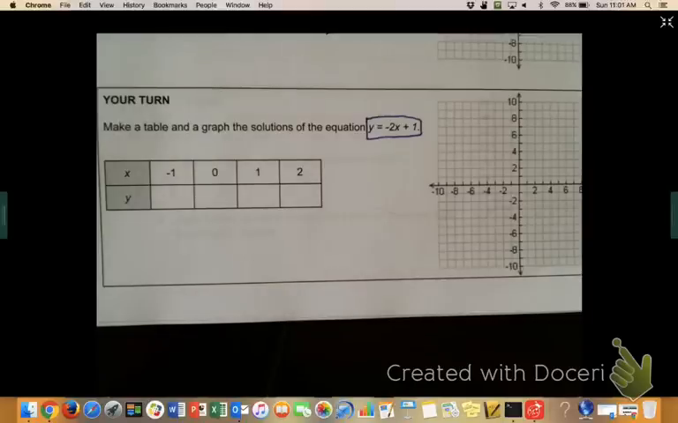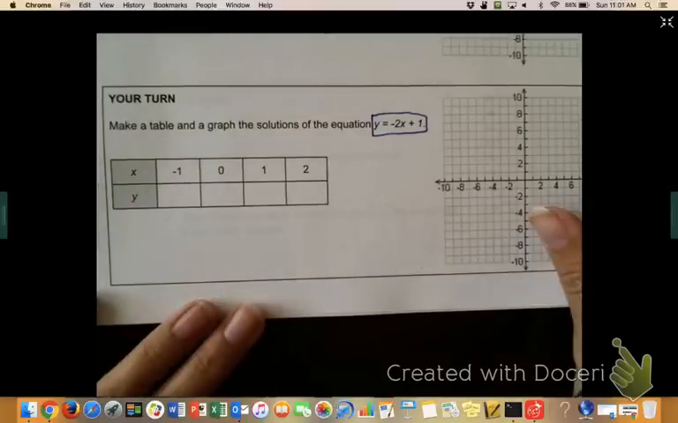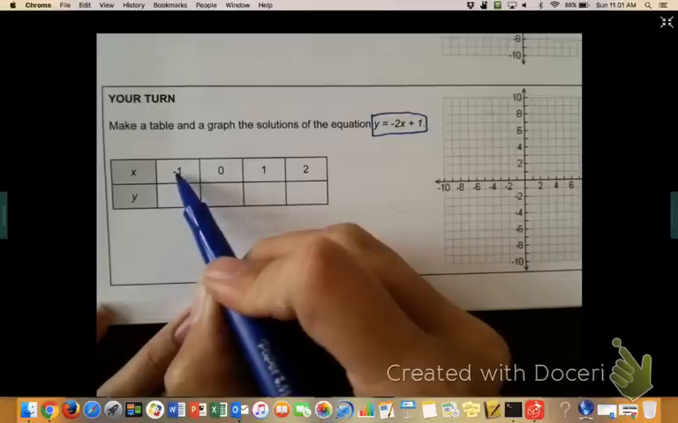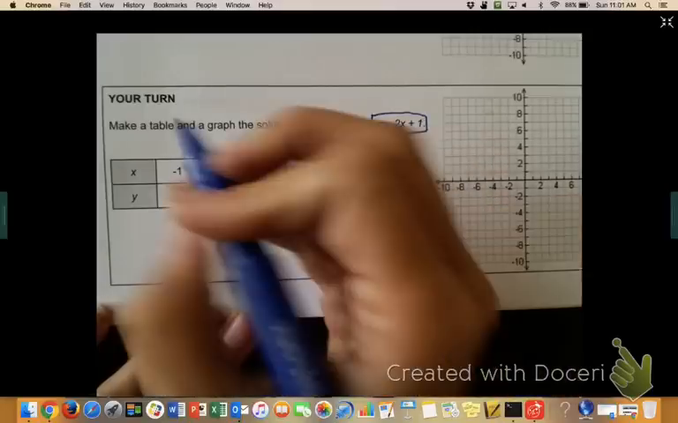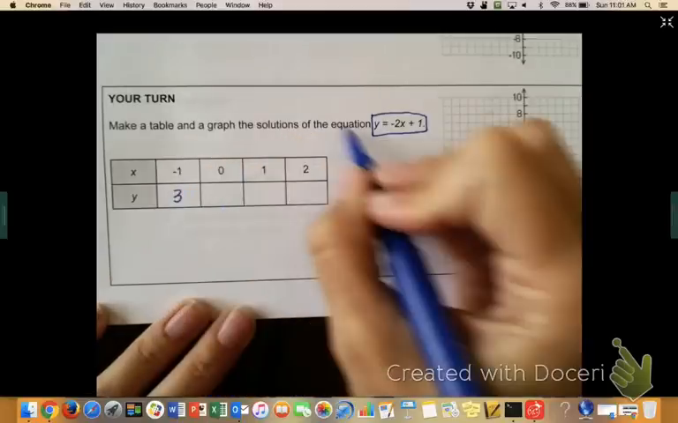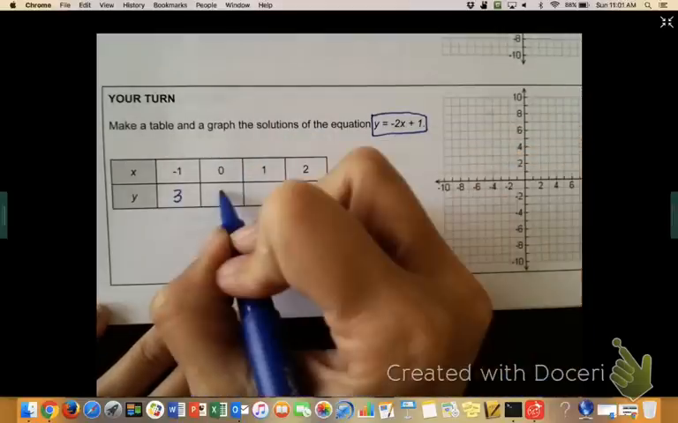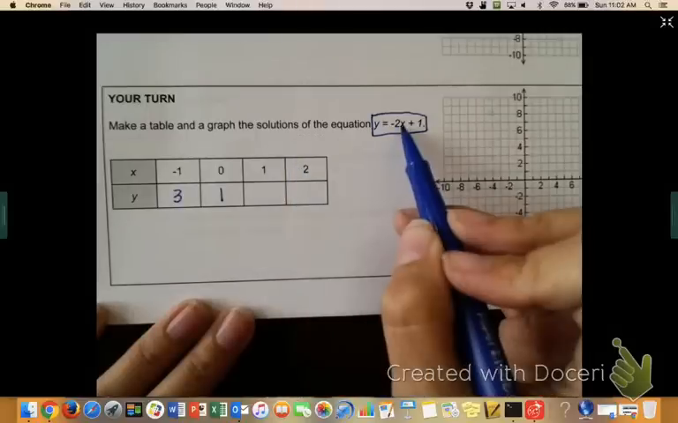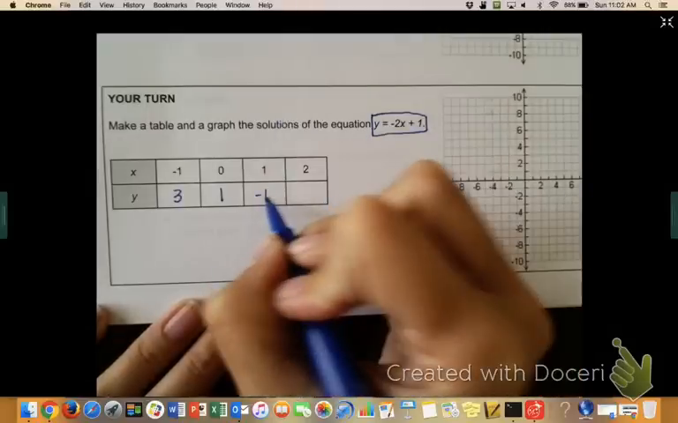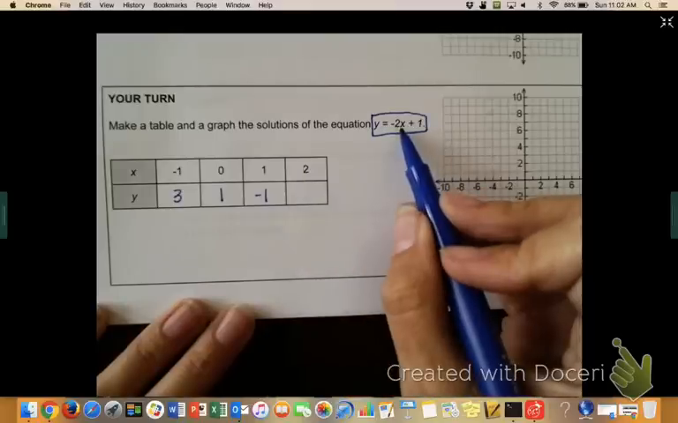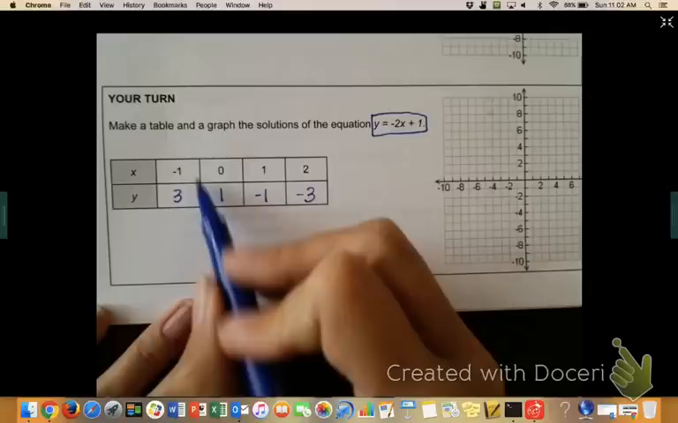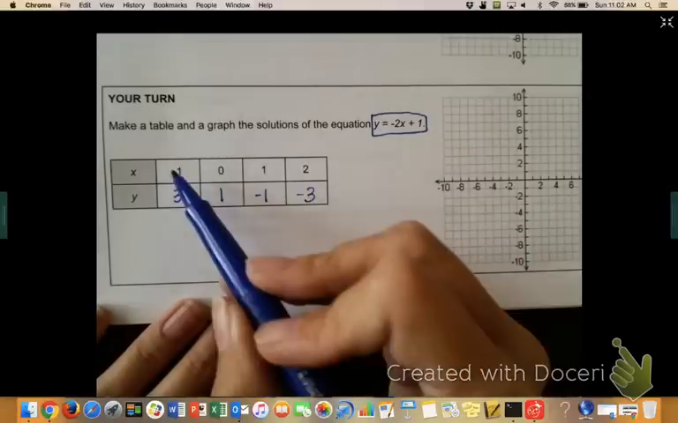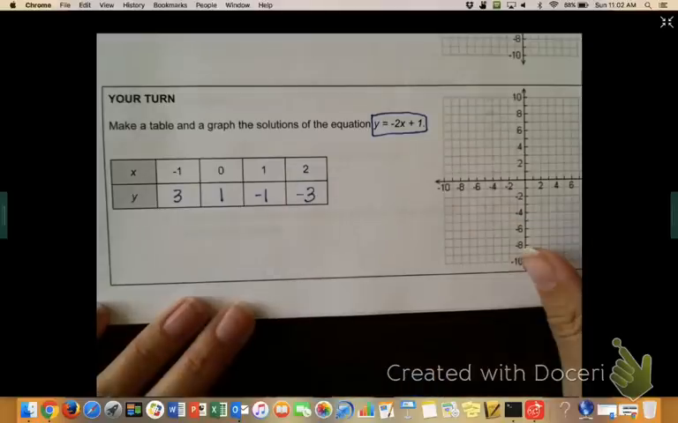Okay, hopefully you feel pretty confident on this by now, so I'm going to go kind of quickly. Negative 1 is your x. Negative 1 times negative 2 is positive 2. Plus 1 is 3. 0 times anything is 0. Plus 1 is 1. 1 times negative 2 is just negative 2. Plus 1 is negative 1. And then 2 times negative 2 is negative 4. Plus 1 is negative 3. So these should have been your y values for these particular x values.